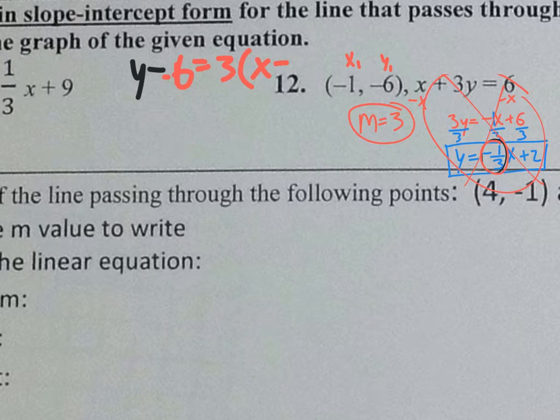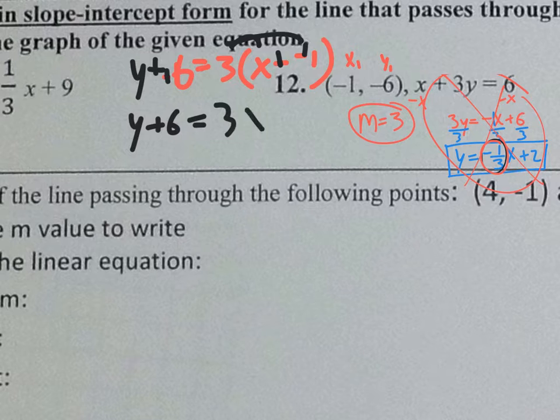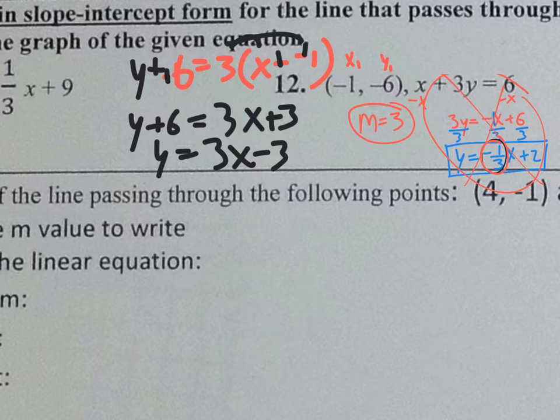X minus negative 1. And of course, you're going to have y plus 6 when you change them. And you're going to have, if you distribute the 3 to both of those, you're going to have 3x plus 3. And your final step would be to subtract 6 from both sides. So y equals 3x minus 3 if you subtract 6 from both sides. And that's your final answer there.